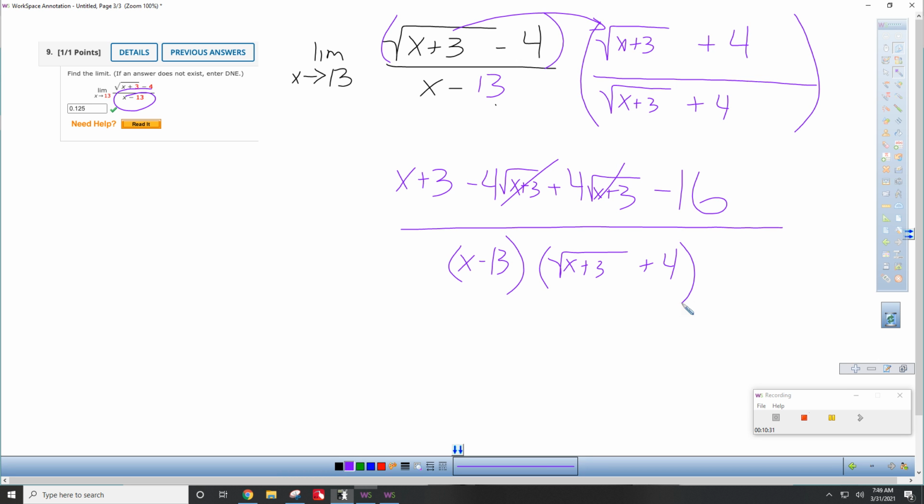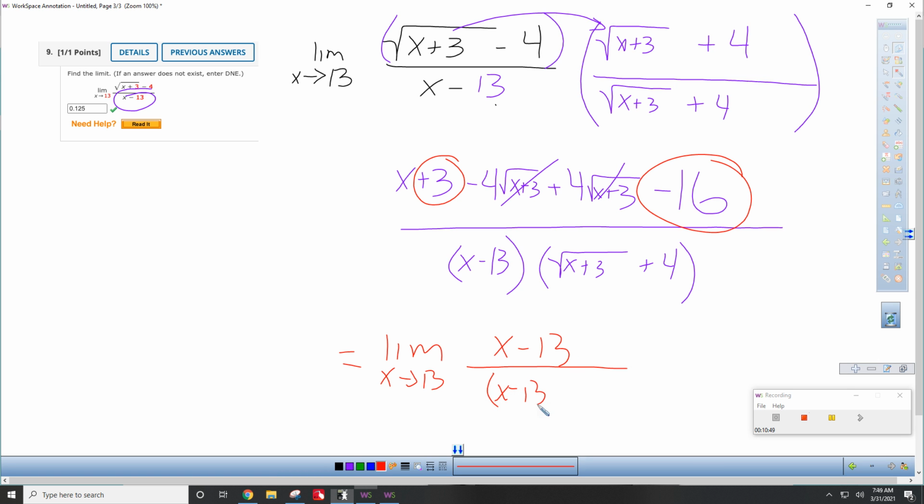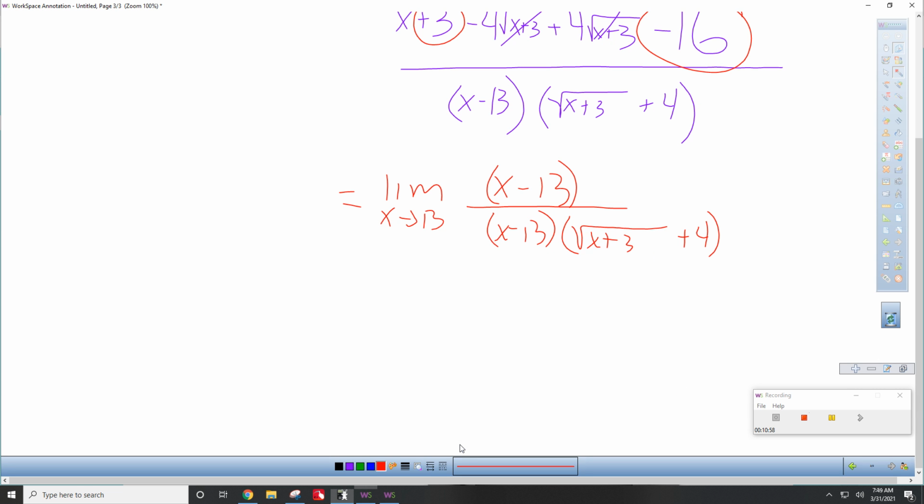Alright. Sorry. So now let's clean up the top. x plus 3 minus 16, I'm going to get the limit as x approaches 13 of x minus 13 on top times x minus 13. Oh, that's nice. Times radical x plus 3 plus 4 on the bottom. Those cancel, leaving us with 1 on the top. So this is 1 over radical x plus 3 plus 4. We want the limit as x approaches 13. We can do that now.